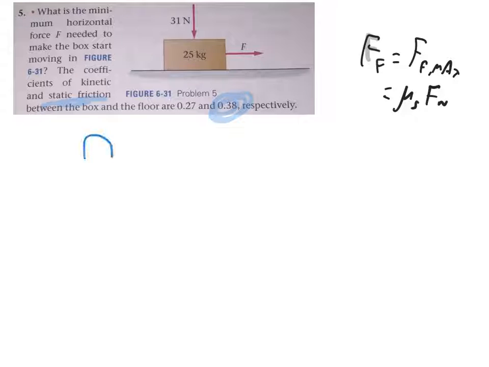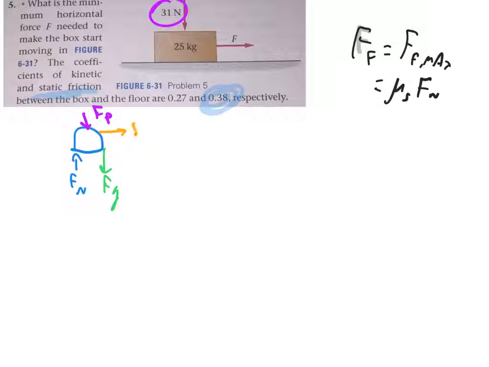must be equal to its maximum value, which is to say mu s times the normal force. So we draw a free body diagram, and we say there's a normal force holding the box up, and there's a weight pulling the box down. But we also have somebody pushing down, I'm going to call it F sub P, which we know is 31 newtons. Horizontally, we have that they're yanking this thing with the force F that we're looking for, and it's being resisted by a frictional force.